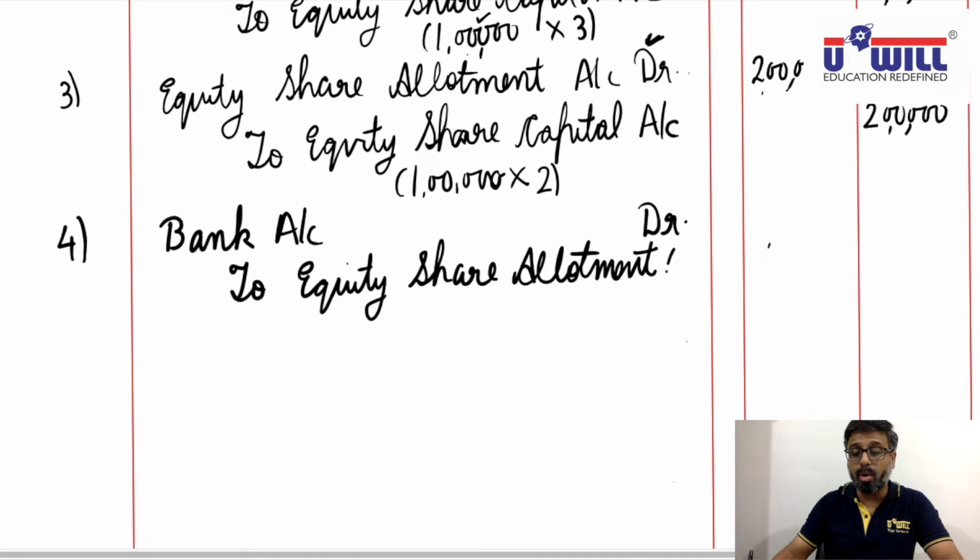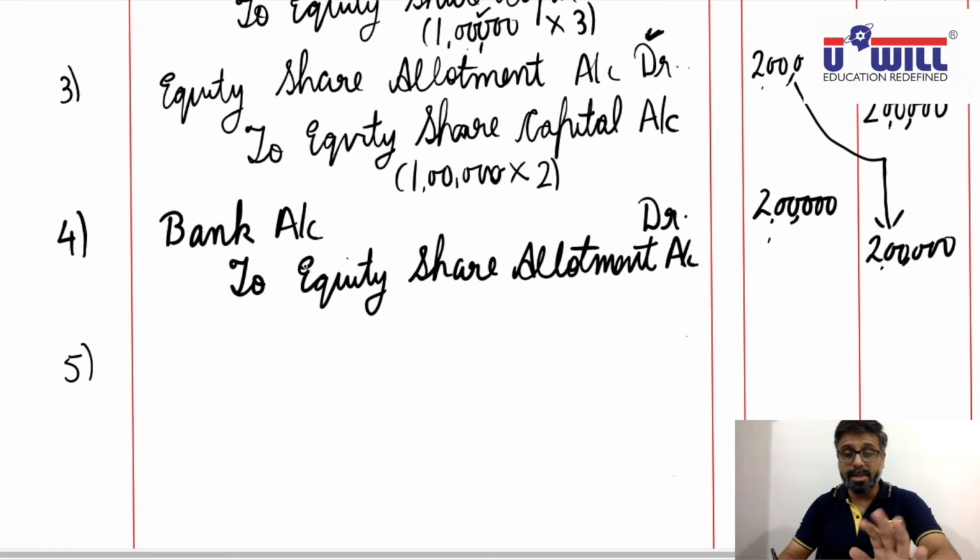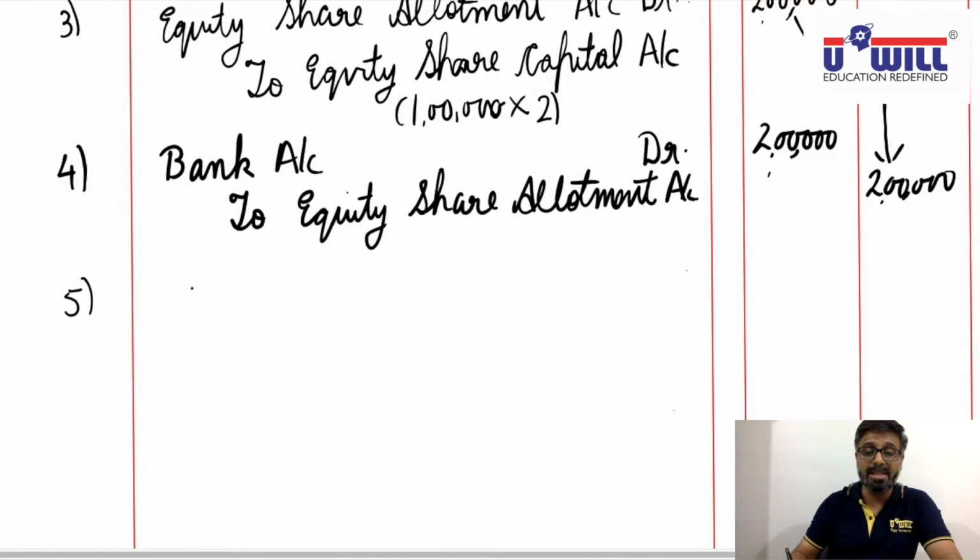Since there are no calls in arrears, the entire amount of 2 lakhs is what we have received. So bank account debit to equity share allotment account with the full amount of 2 lakhs, being allotment money received. Now exactly the same way as we did in the third and fourth entry with allotment, we will do with first and second call.